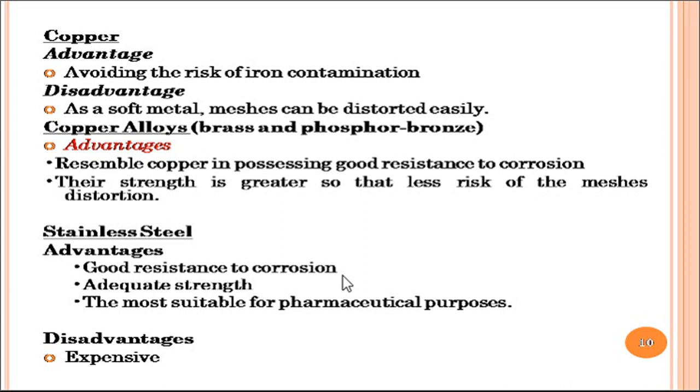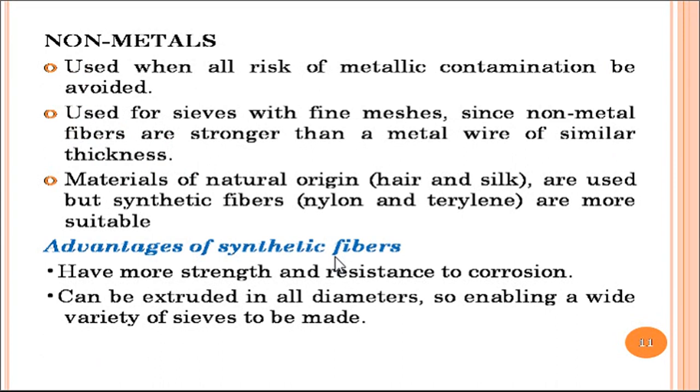SS, I mean stainless steel, can also be used because it has good resistance to corrosion, adequate strength, and is the most suitable for pharmaceutical purposes because contaminations are avoided. But somehow it is expensive, and you get some small kind of drawback here.